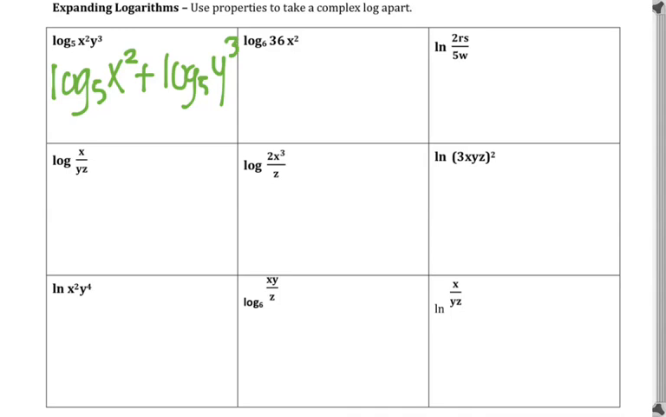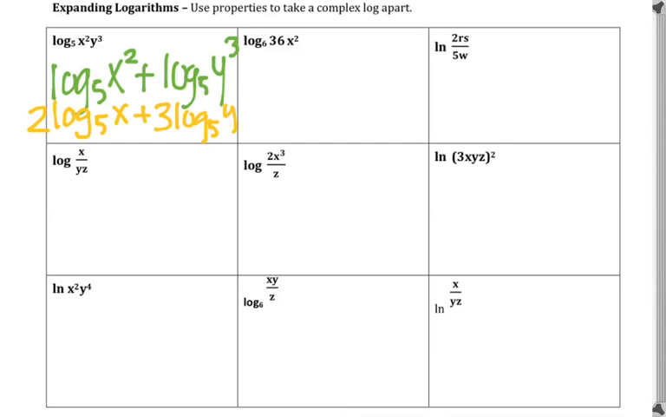So if you're really good at the rules, you could do all of this in one step. I'm going to scoot my exponents out to the front and do 2 log base 5 of x plus 3 log base 5 of y. And that's as good as I can go. Once I don't have anything multiplied inside of my log, I don't have any exponents, I don't have any division, that's the end of the road. So the yellow answer up there is my answer for the first box.